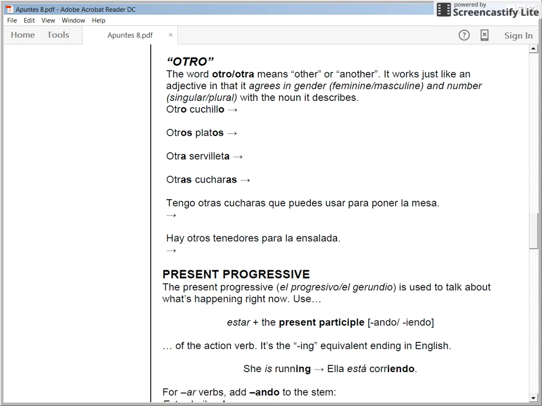Remember to push pause, write down your translation, and then check your work. Otro cuchillo. Notice that otro ends in an O because cuchillo is masculine and singular. It should translate to say, another knife. Otros platos. Notice they are plural and the gender is masculine. Should translate to other plates.